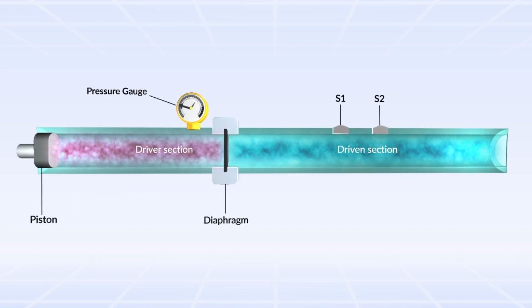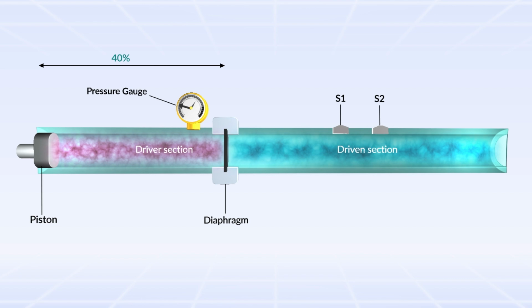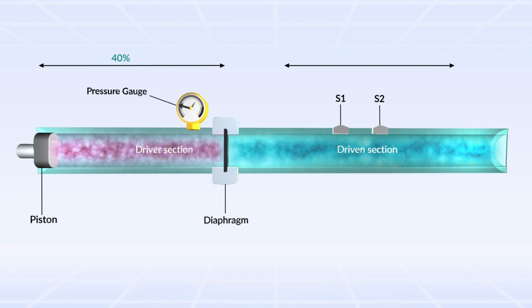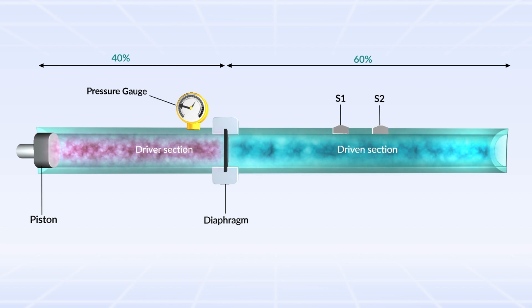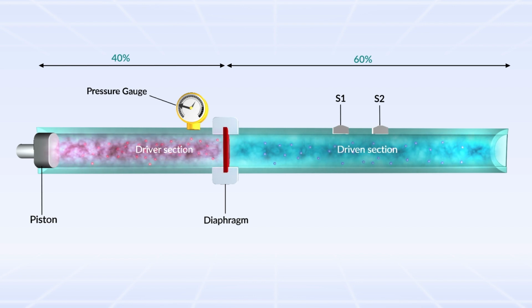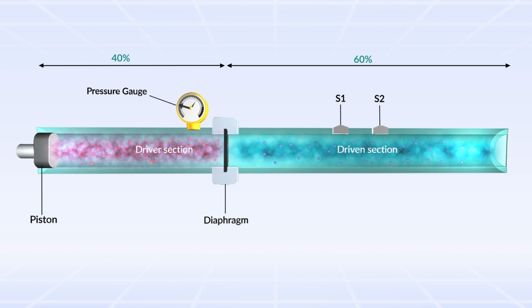The tube is divided into two sections, where the driver section covers 40% of the area and the driven section covers 60% of the total area of the tube. Now, the driver section is filled with high pressure gas and the driven section is filled with low pressure gas. The separation of the two sections is done using a diaphragm, generally made of materials like plastic or mica.